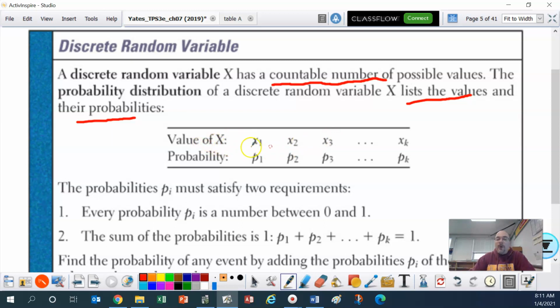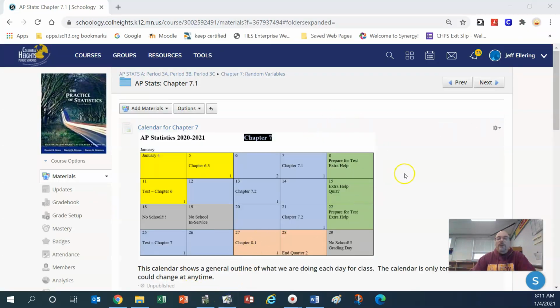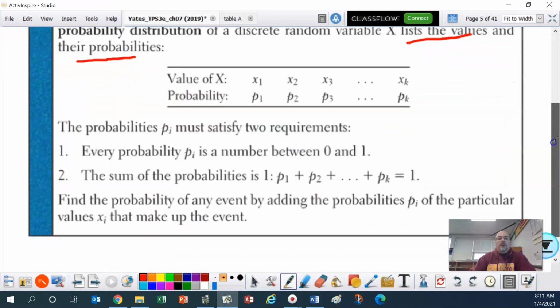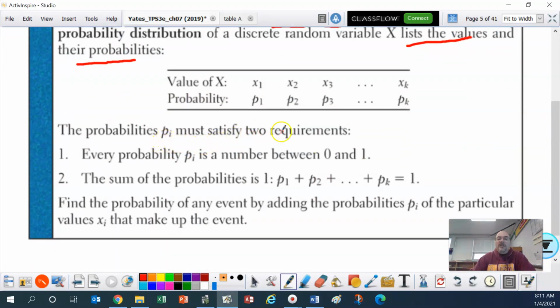So here the top row is the possible values, and the bottom row is the probability of each of those values. The probability p sub i must satisfy two requirements. Remember, these are our probability rules. One, every probability is a number between 0 and 1. Two, the sum of those probabilities has to add up to 1. All of the sample space and their probabilities must add up to 1. Find the probability of any event by adding up the probabilities of the particular values that make up the event.